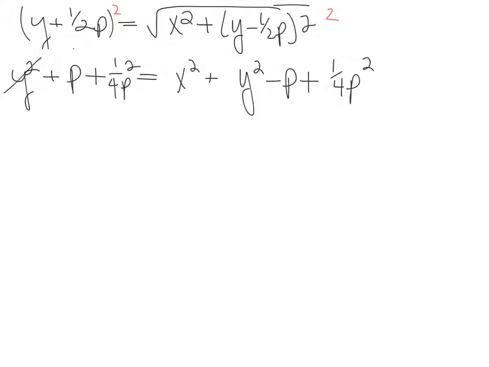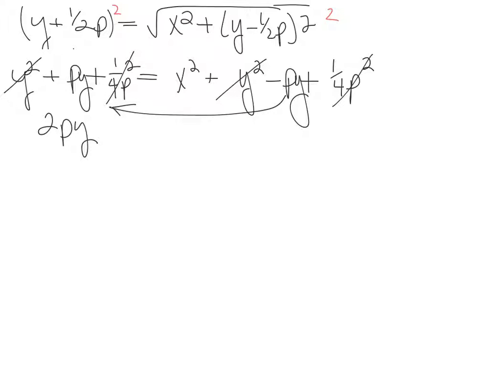Okay, the y squareds cancel out. Found another mistake. Let's see. So the y's cancel out, I'm left with 2py, and those cancel out also. I add this over. So 2py equals x squared. Y equals x squared over 2p.